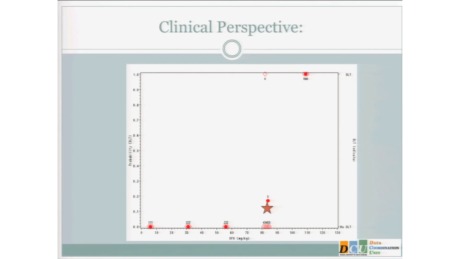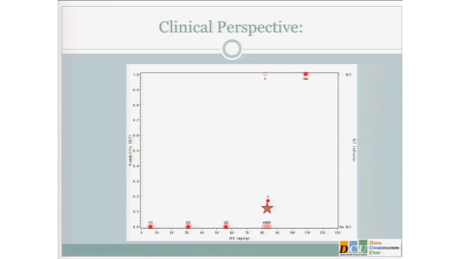So now our 3rd cohort of subjects is treated at 107, and all 3 of them experienced target events. So now the algorithm says, you've overshot the mark, you need to come down to the previous dose, but we've already treated 6 subjects at that dose.